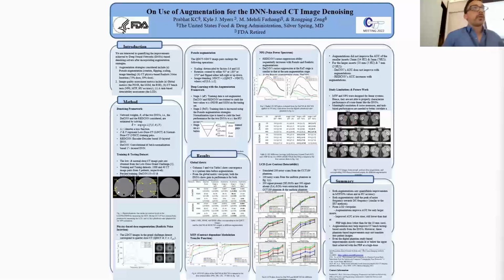Hi everyone, Prabhat from the FDA. In this work, we are interested to quantify improvements achieved by deep learning-based CT denoisers after augmentation. We consider computer vision-inspired augmentation as well as augmentation from a CT physics-based noise insertion model. And for error analysis, we consider global metrics, CT bench test, as well as low contrast detectability-based task assessment.